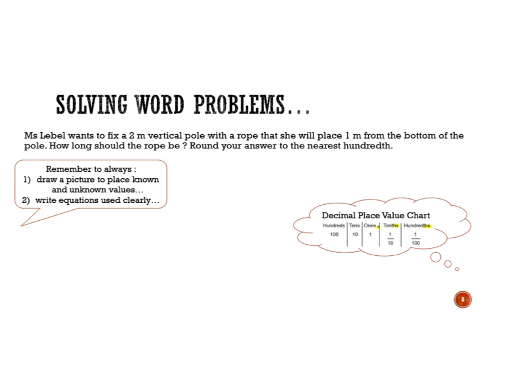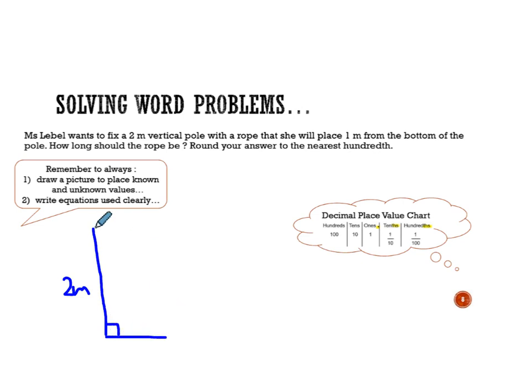Last thing we're going to be checking is how to solve problems when you want to use the Pythagorean theorem. So first, you should always draw a picture to place your known and unknown values, and then write your equations clearly. So let's look at this problem. Ms. Lebel wants to fix a 2-meter vertical pole. So I'm going to draw my vertical pole, 2 meters. And how do I know it's vertical? It's 90 degrees with the ground.